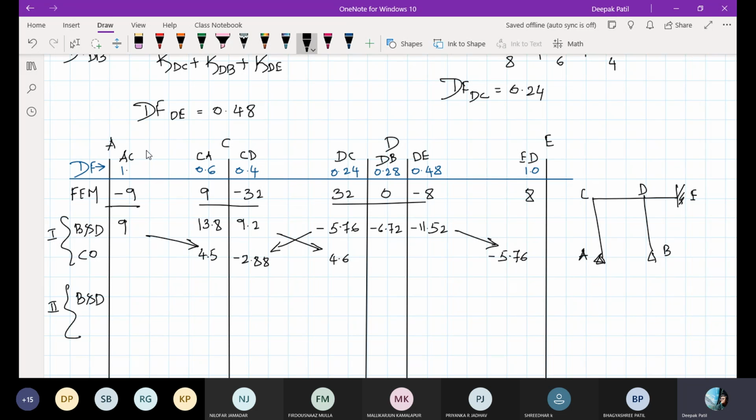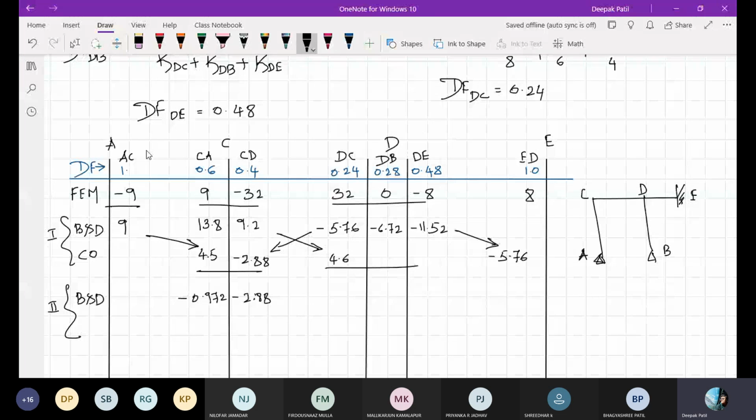Balance and distribute. So you should balance this, underline. You should balance this, underline. No need to balance this, so don't underline. So 4.5 minus 2.88 is plus 1.62. To balance that, you should apply -1.62. -1.62 into 0.6 is -0.972. -1.62 into 0.4 is -0.648.